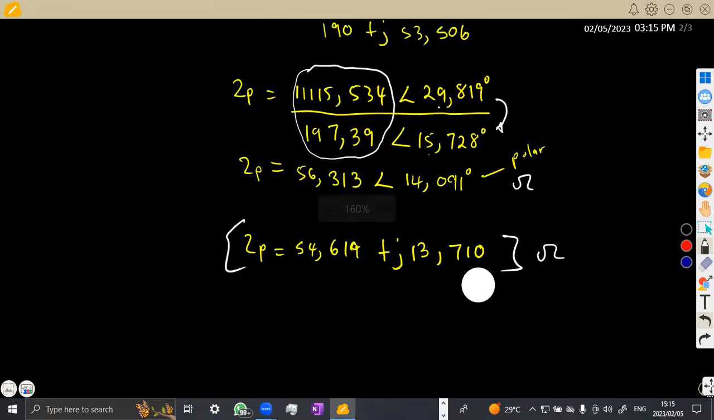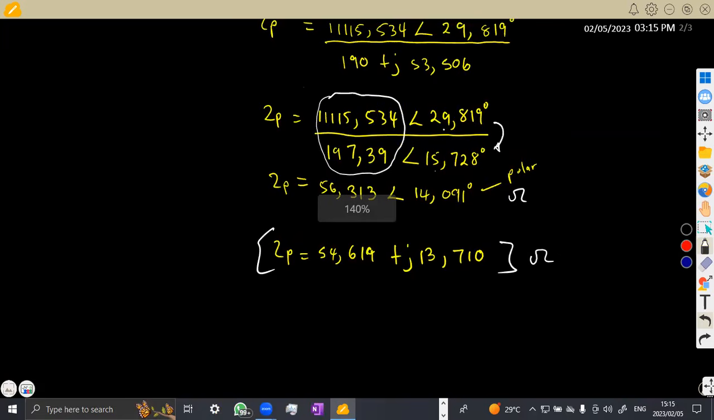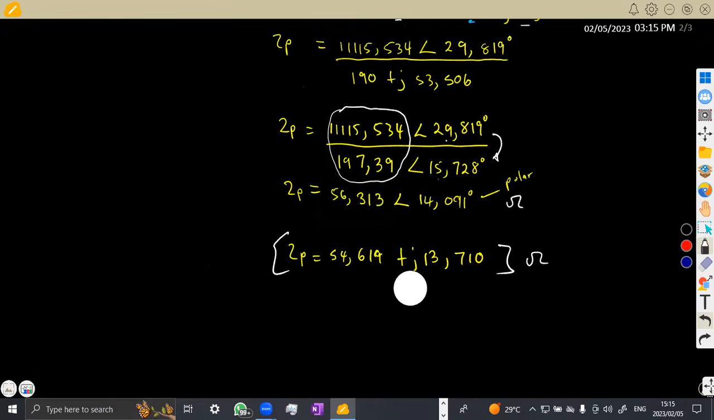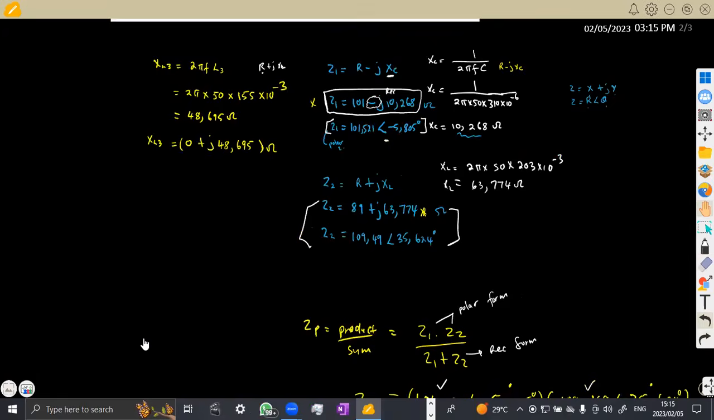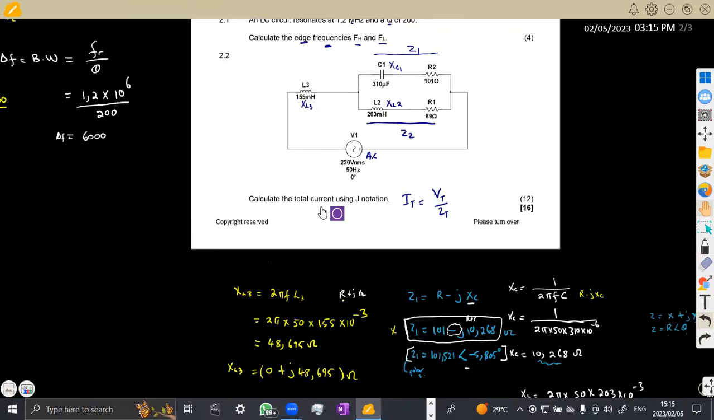Okay, now let's get back to the diagram. Remember the purpose, we want to calculate the total impedance, guys, the total impedance. So we're going back to the diagram now, so that we can clearly see what is left now.